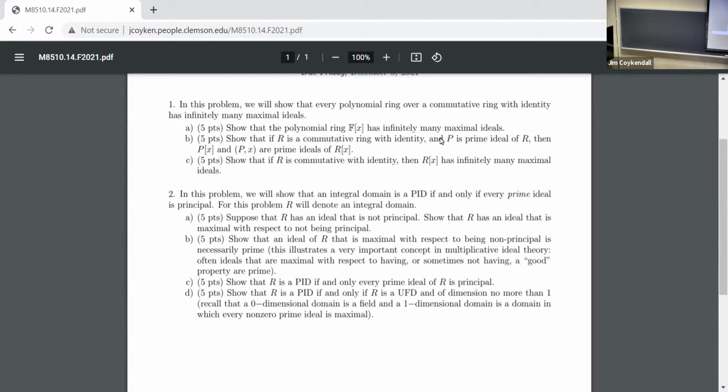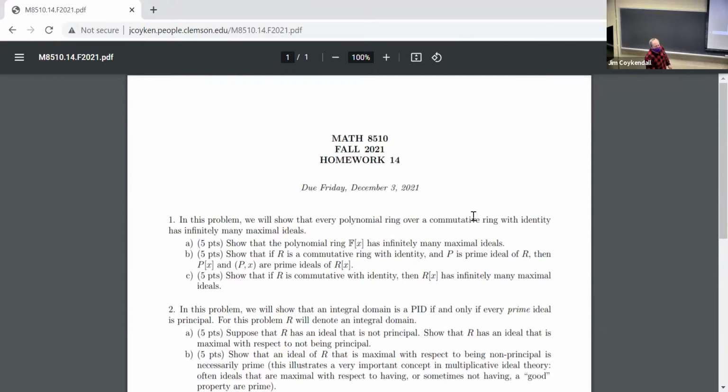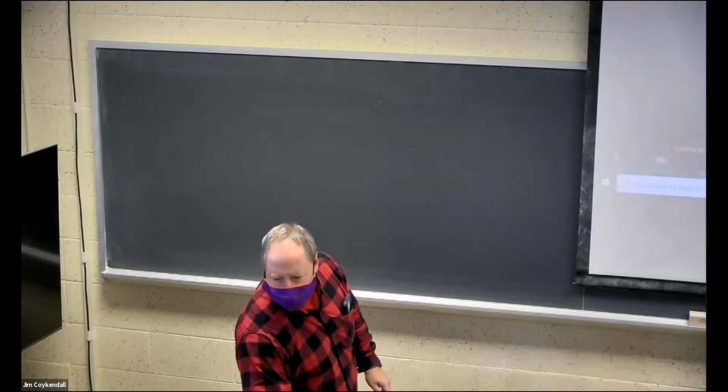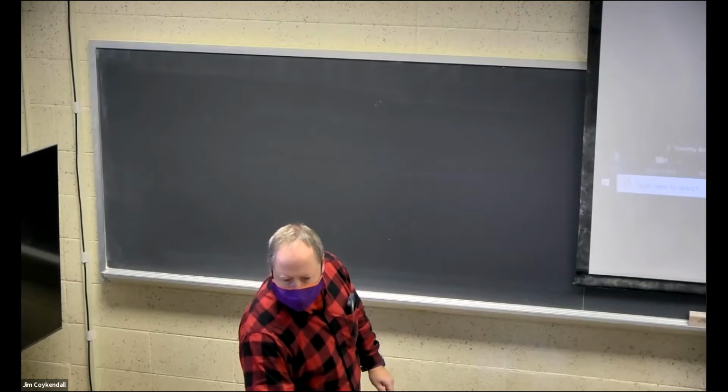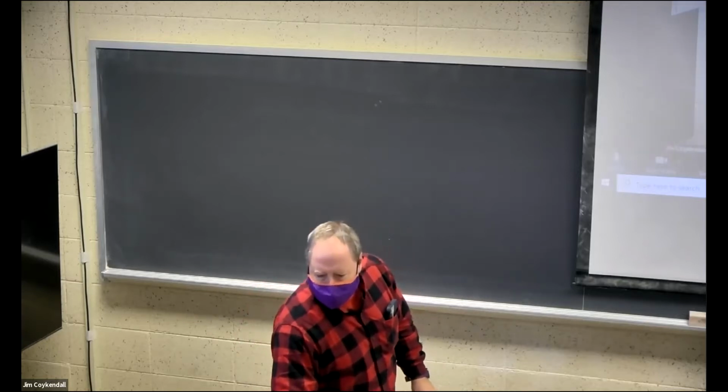This nails it down. R is a PID if and only if R is a small UFD. And what I mean by that is R is a UFD of dimension no more than one. So we've seen dimension 0 domains are fields, and a one-dimensional domain is a domain in which every nonzero prime ideal is maximal, like the integers, for example. So hopefully that'll be kind of a fun one to finish off the semester. It'll be due the last day of classes. Okay. Any questions on that? Okay. So let's get back to our adventures.